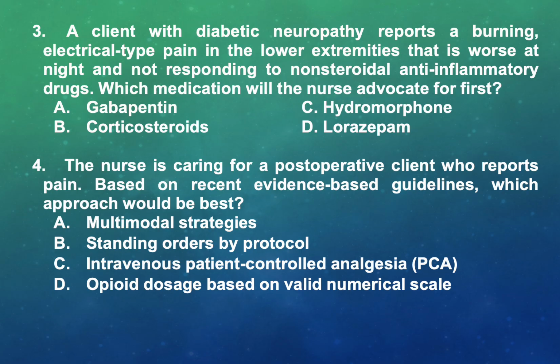3. A client with diabetic neuropathy reports a burning electrical type pain in the lower extremities that is worse at night and not responding to nonsteroidal anti-inflammatory drugs. Which medication will the nurse advocate for first? Answer is A, which is gabapentin.